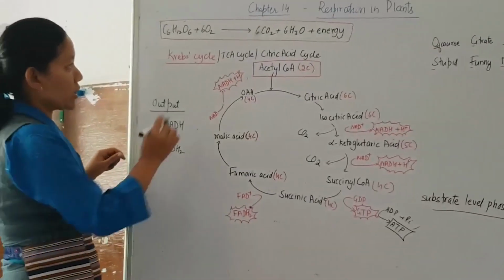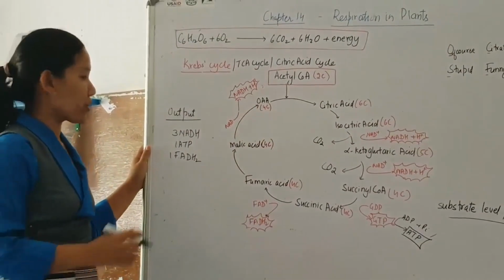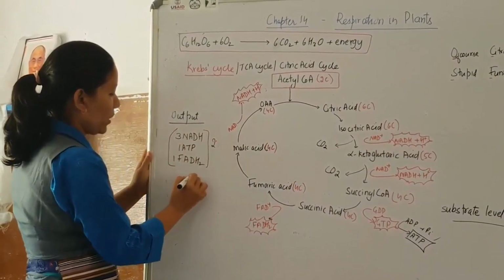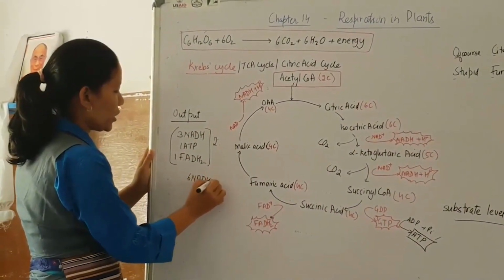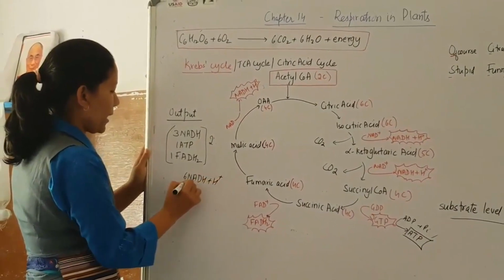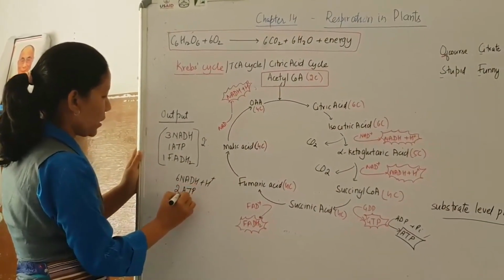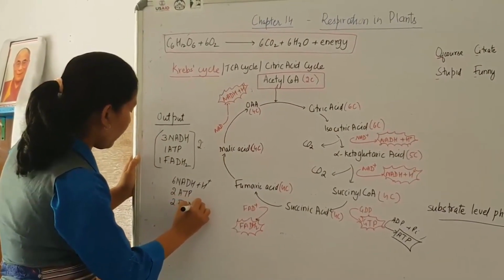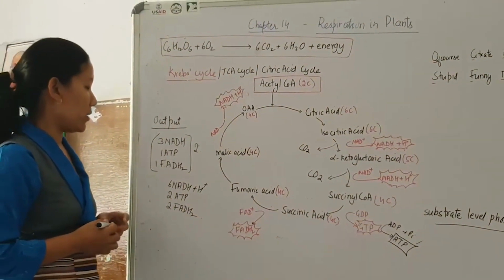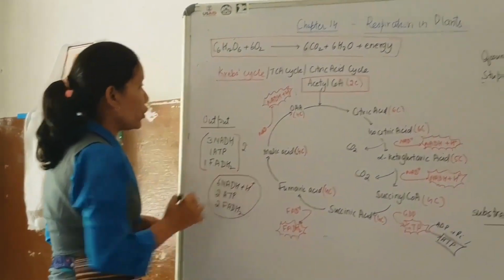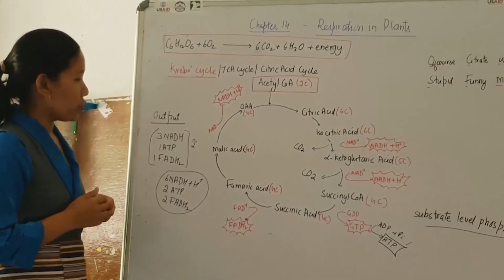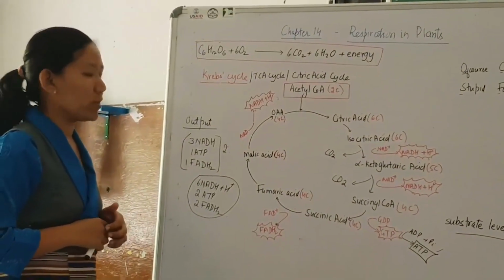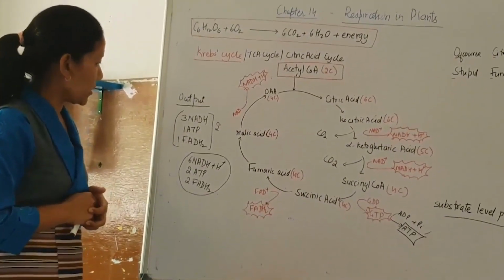And then there is one more, that is one molecule of FADH2. And since 2 molecules of acetyl-CoA enter into the Krebs cycle, we just have to multiply all of this by 2. So we have 6 NADH plus H plus, 2 ATP, and 2 FADH2. So these are the different forms of energy produced during the Krebs cycle, and during the Krebs cycle we also see the release of carbon dioxide gas, which is a byproduct of the respiration process.